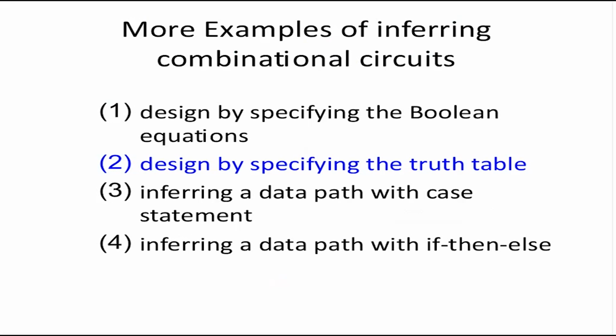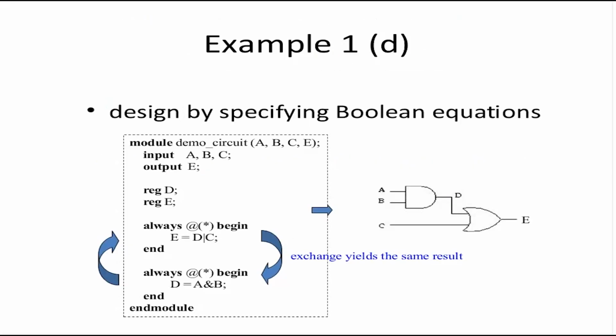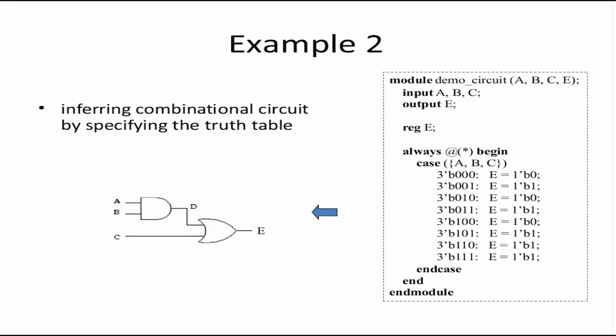Other thing we could do is that we could write a truth table. The last example we saw was writing the Boolean equation. We could write the truth table like this, using a case statement. So we write the cases here. Again, the design compiler is quite intelligent enough to determine what constitutes it, and it will just implement exactly the same thing.